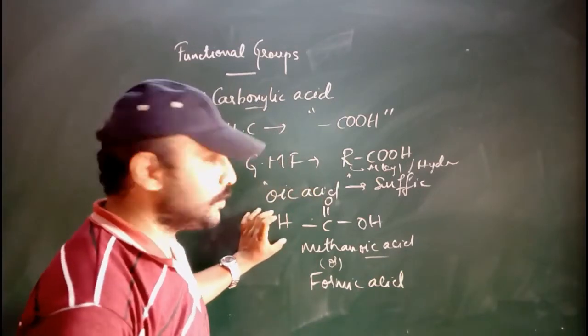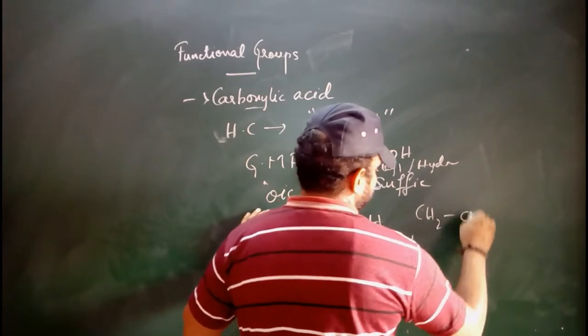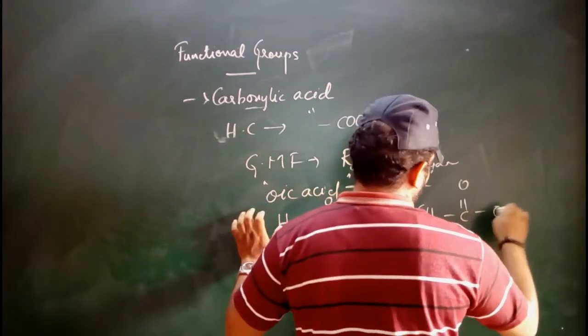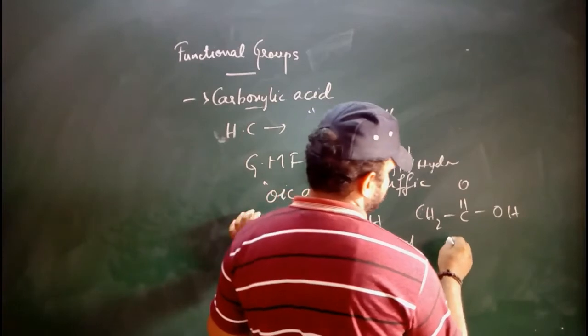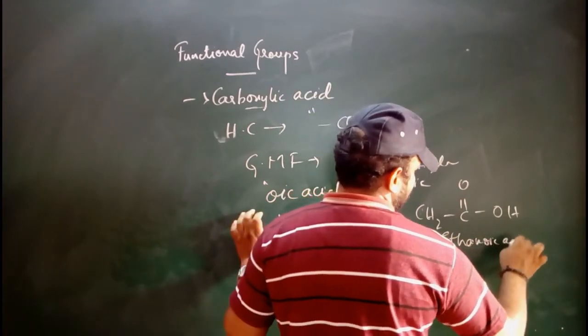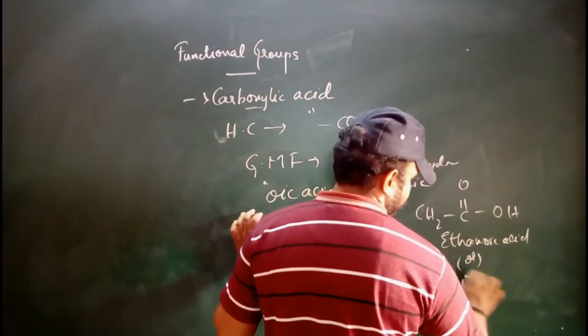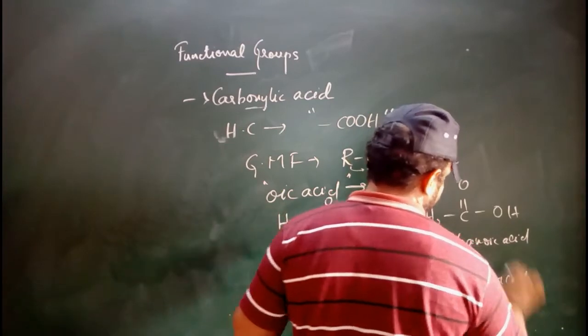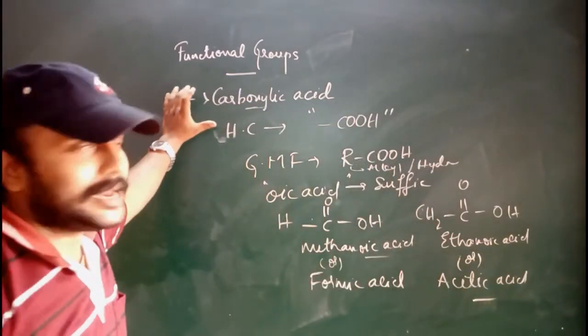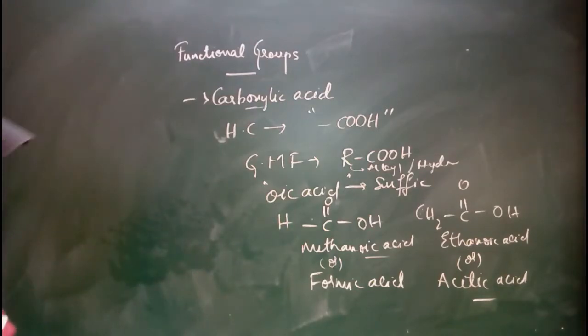Okay, here I have taken what? Hydrogen. Now I will take what? Alkyl. CH3COOH. Now it is called as what? It is called as ethanoic acid, or it is also called as acetic acid. So that is about our carboxylic acid functional group. Understood? Let's see the next one.